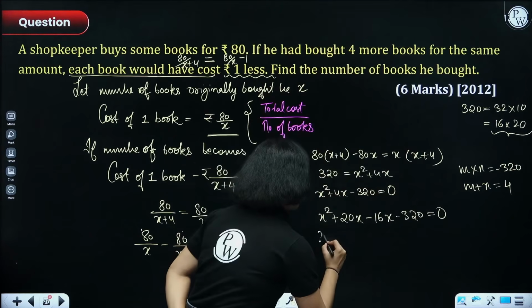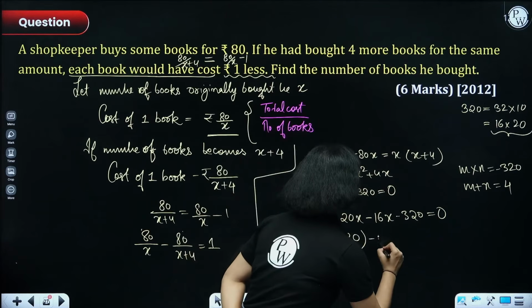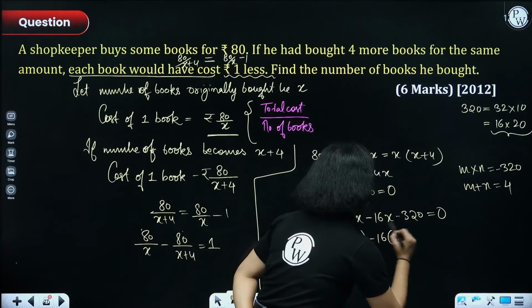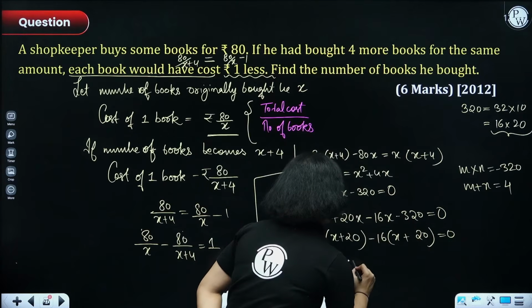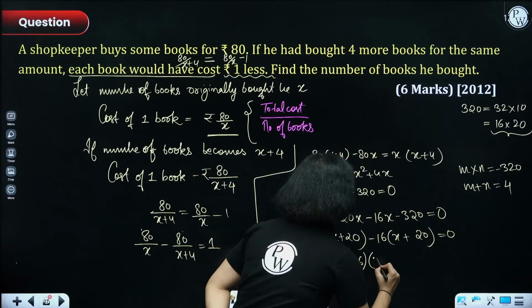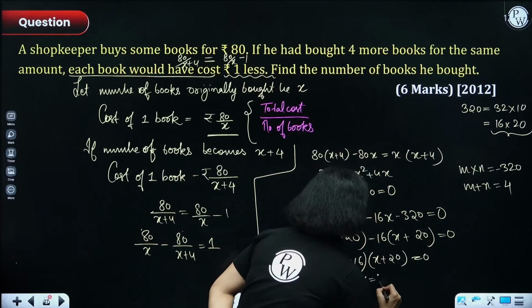Now I'll take x common from the first two terms, so x into x plus 20. Here minus 16 as common, so minus 16 into x plus 20 is equal to 0. I'll write the entire thing: x minus 16 times x plus 20 is equal to 0. So the value of x would either be 16 or negative 20.